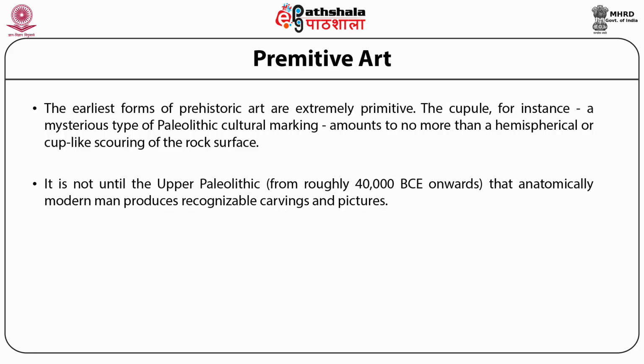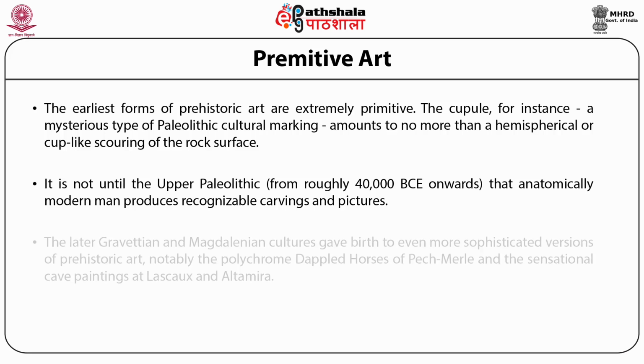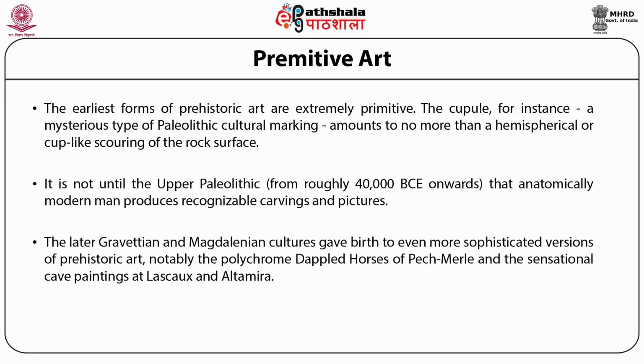Upper Paleolithic culture in particular witnessed an explosion of rock art, including the El Castillo cave paintings, the monochrome cave murals at Chauvet, the Lion Man of Hohlenstein-Stadel, the Venus of Hohle Fels, the animal carvings of the Swabian Jura, Aboriginal rock art from Australia, and much more. The later Gravettian and Magdalenian cultures gave birth to even more sophisticated versions of prehistoric art, notably the polychrome Chapel of the Horse at Pech Merle, and sensational cave paintings at Lascaux and Altamira.